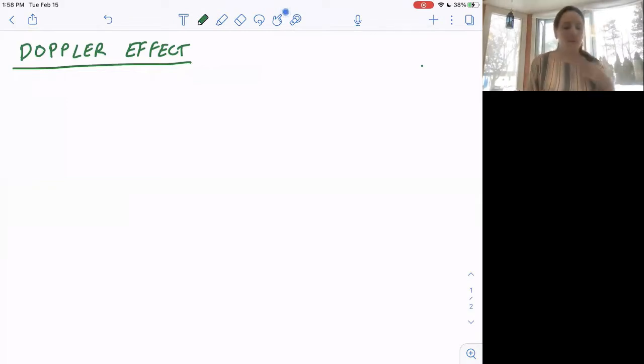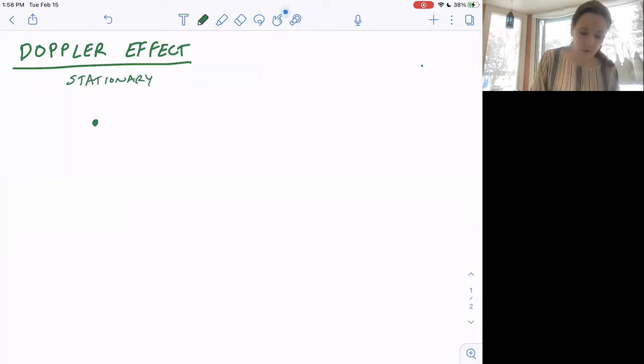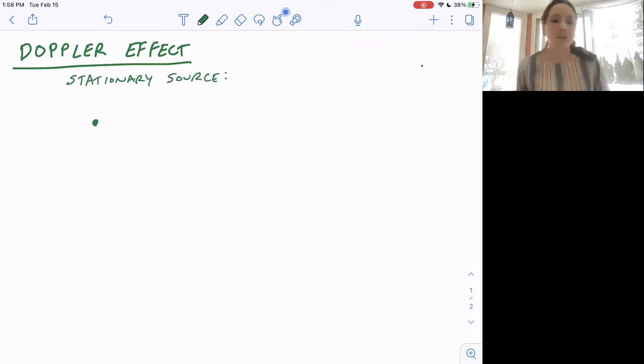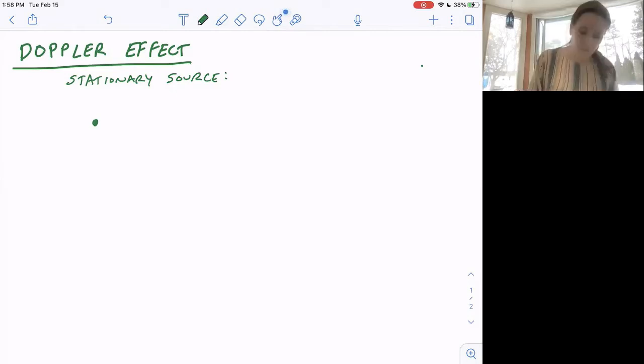So let's just see why that is. Looking first at a stationary source, let me just label this as a stationary source. And we'll focus on sound because we are in mechanics, and so that is the type of Doppler effect that we're going to see the most examples of.